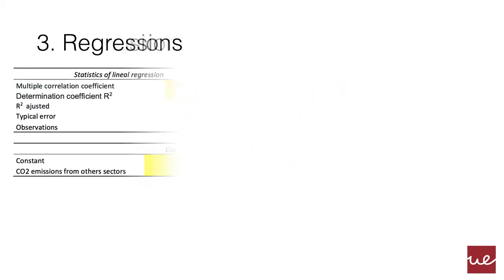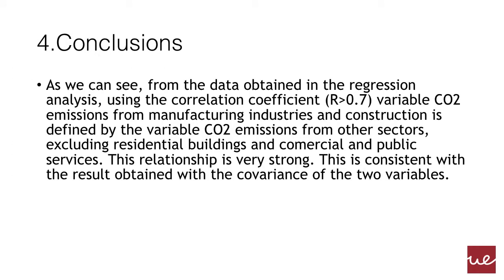In conclusion, we can see from the data obtained in the regression analysis, using the correlation coefficient, that the variable CO2 emissions from manufacturing and construction is defined by the variable CO2 emissions from other sectors, excluding residential buildings and commercial and public services. This relationship is very strong. This is consistent with the result obtained with the covariance of the two variables.